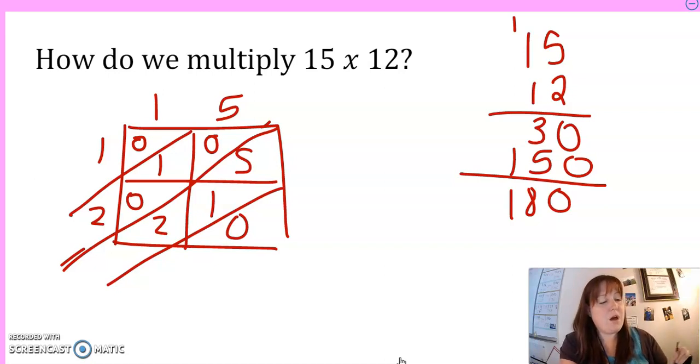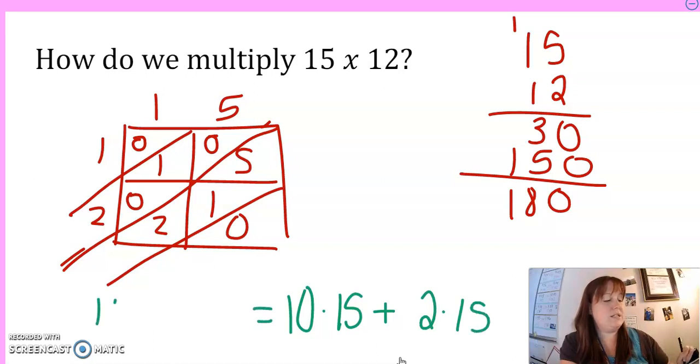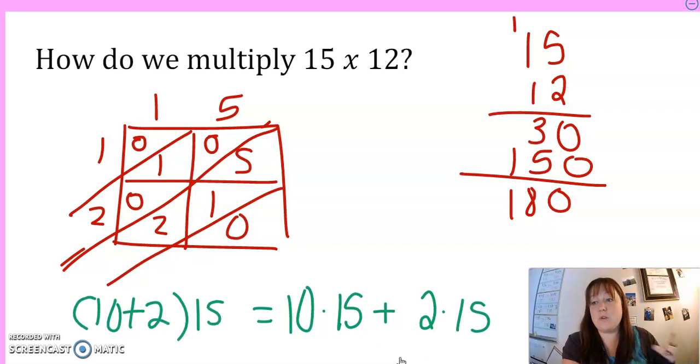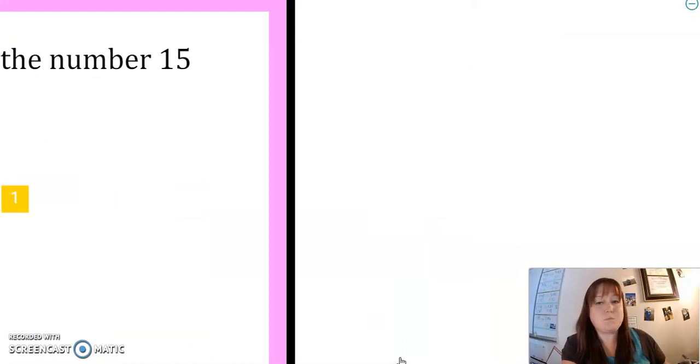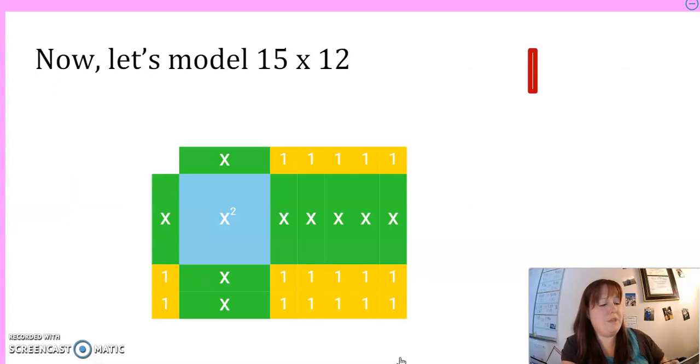One person in one of the classes said that she multiplies 10 by 15 and then adds that to 2 times 15. So basically she says 10 plus 2 times 15. That's another method. So let's think about how we could model this with algebra tiles. Not base 10 blocks, we have algebra tiles. So I'll show you my model here.